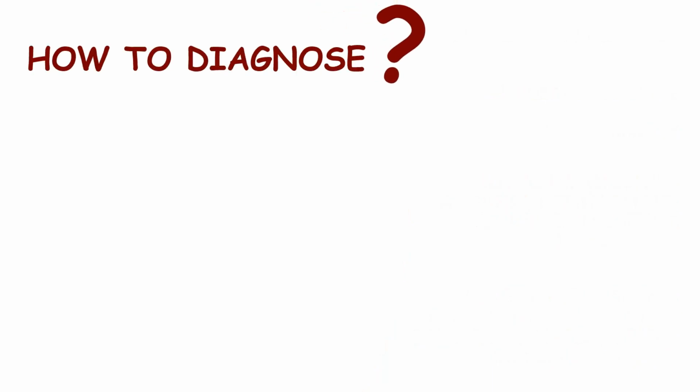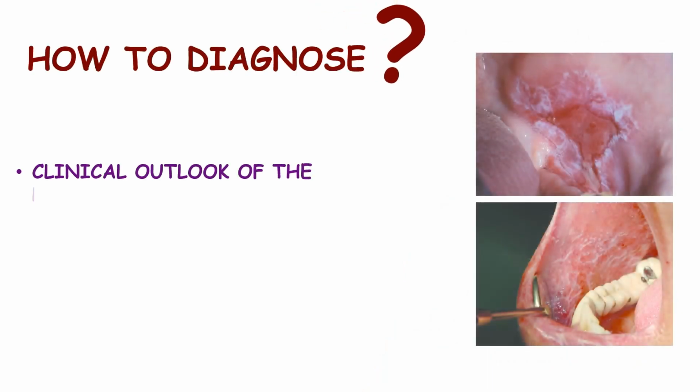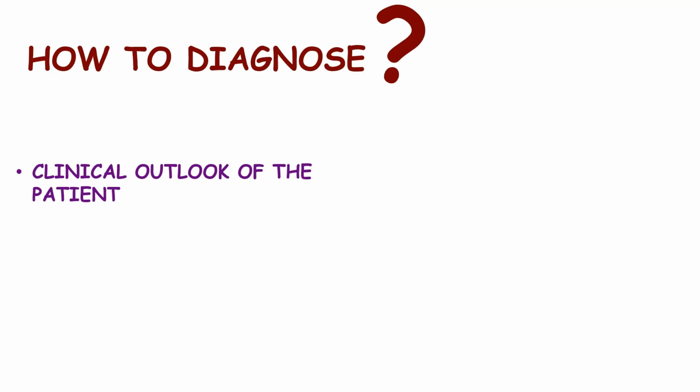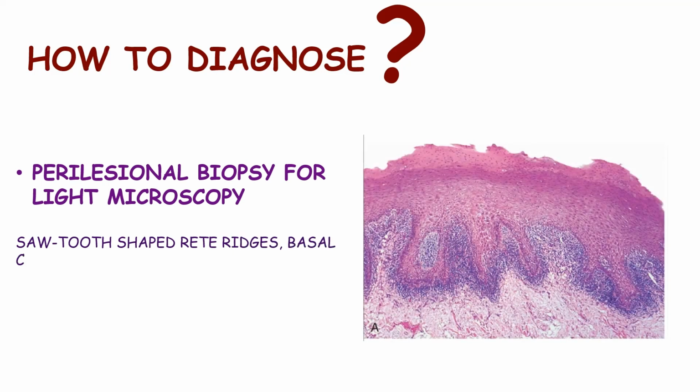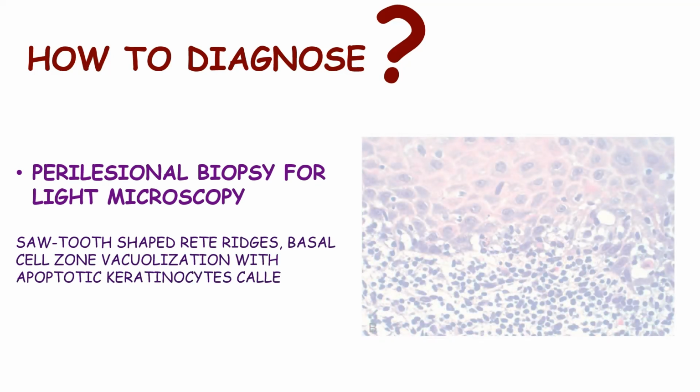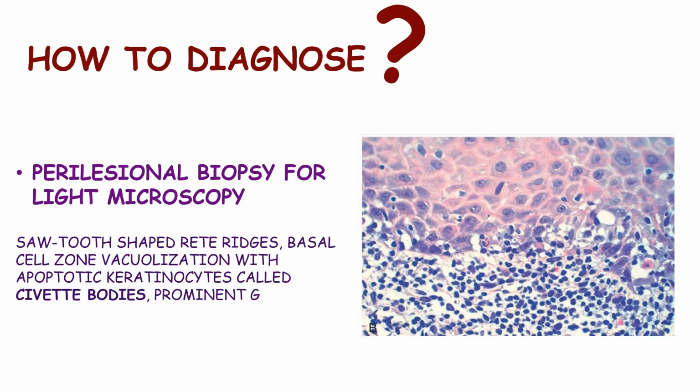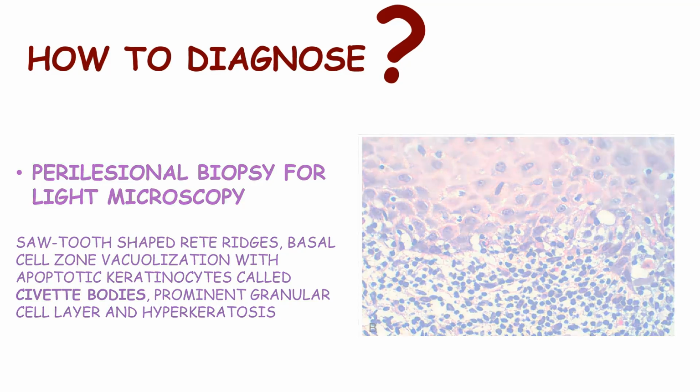How to diagnose? The diagnosis is based firstly on the clinical outlook of patient, presence of Wickham striae on an erythematous background or surrounding an ulcer. Secondly, perilesional biopsy for light microscopy which reveals sawtooth-shaped rete ridges, basal cell zone vacuolization, apoptotic keratinocytes called civatte bodies, prominent granular cell layer, and hyperkeratosis.